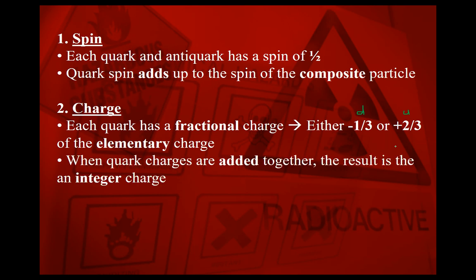When you take all the individual quark charges and you add them together, it must add up to be an integer charge. Okay, so you might have been wondering right away, wait a second, we made a big deal in the electric forces and fields unit about how charge is quantized, which means that the charge of an object must be a whole number multiple n of the elementary charge. Okay, it can't be anything smaller than that.